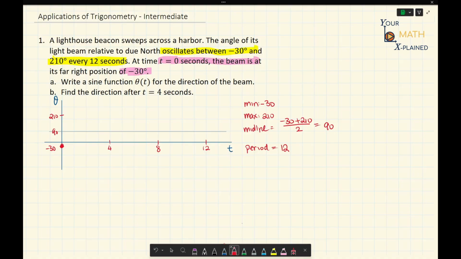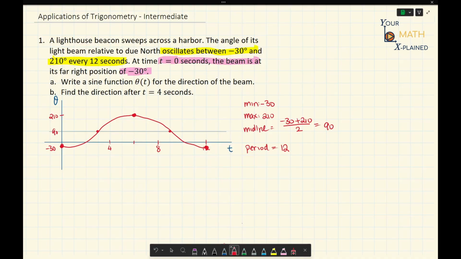So if we started at the lowest point at negative 30, at t equals 0, then that means one full cycle would happen in 12 seconds. So at t equals 12, we would be back at negative 30. And now we just need to go ahead and divide this interval up evenly. So halfway between 0 and 12 would be 6. And that is where we're going to reach our maximum. So that'll be 210. And then halfway between 0 and 6, we're going to be on the midline. And then halfway between 6 and 12, we're again going to be on the midline. So this is what our graph is going to look like.